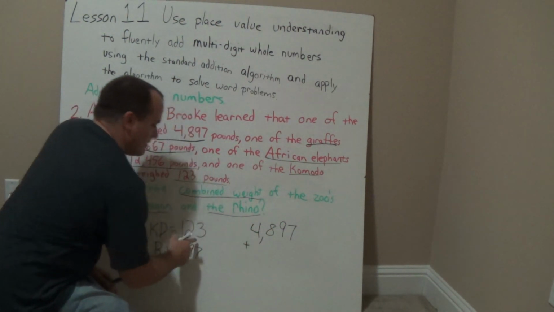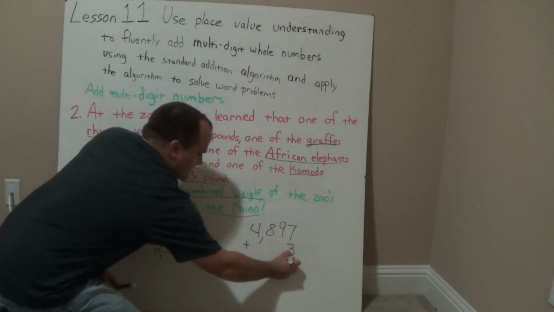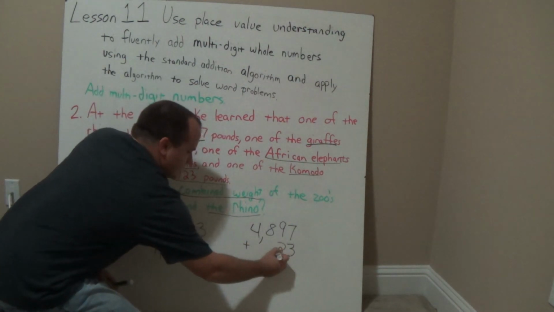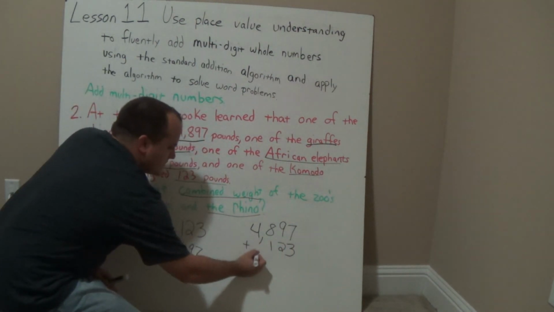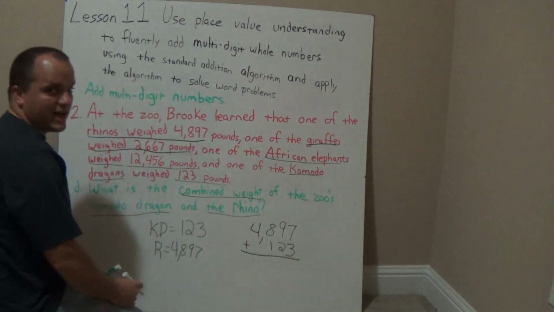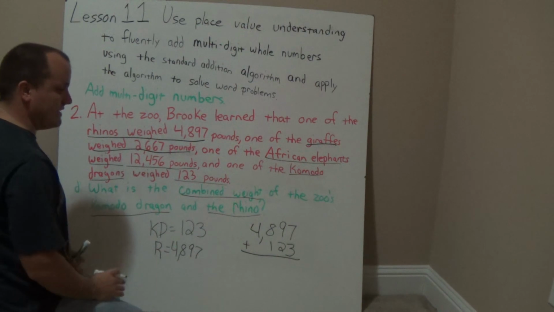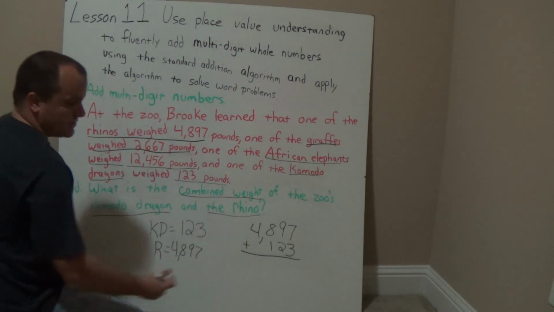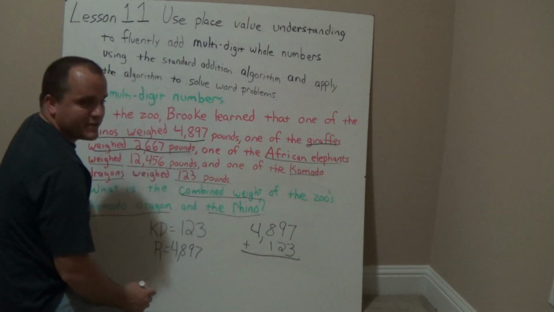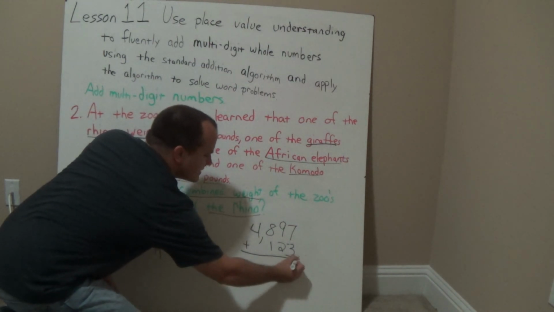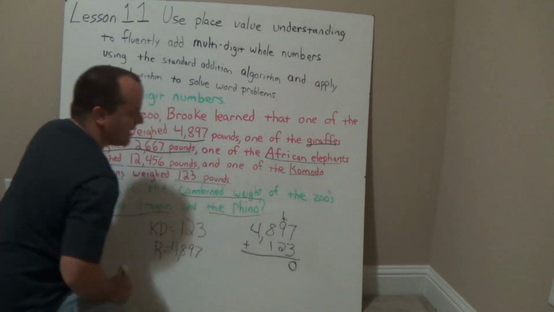I'm going to add a 3 in my ones place, a 2 in my tens place, and a 1 in my hundreds place. This time I don't need a comma because there's nothing to separate my hundreds and my thousands in this number because there's only 3 digits. Now, just simple addition. 7 plus 3. I know 7 plus 3 is 10. 0 down, 1 up top. Don't forget your plus sign.